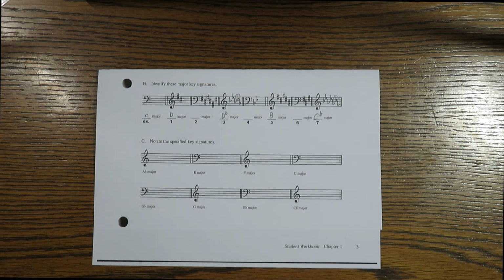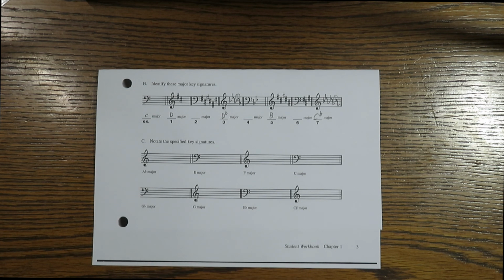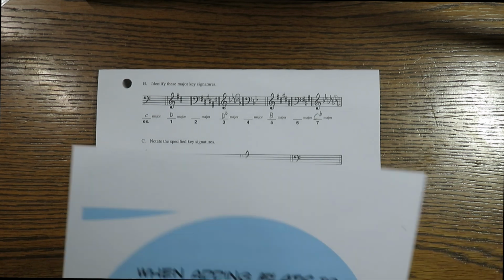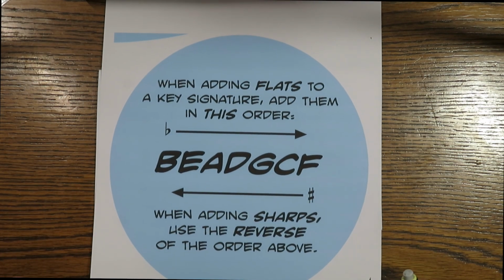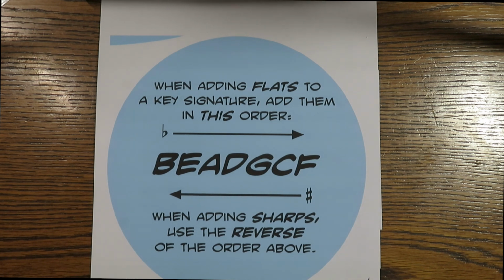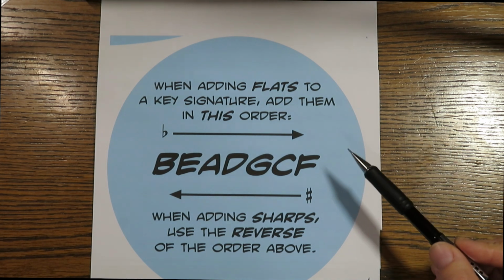Okay, so why don't we keep going and work on these key signatures in section C here. So with this, it's important when we're notating the key signatures, we have to know what order the sharps and flats go in, right? I pulled this off of the Toby Rush handout, and it's a cool little mnemonic device that works for this.